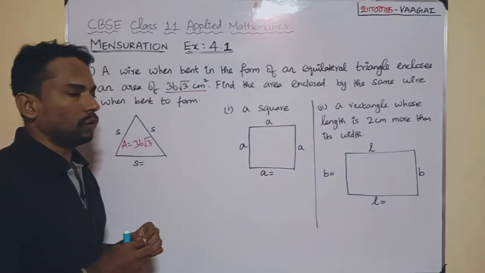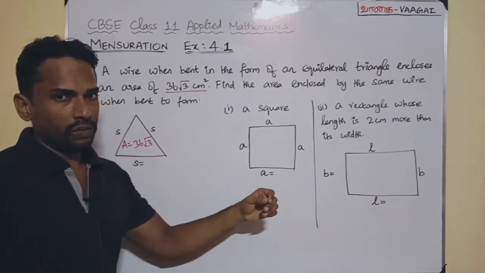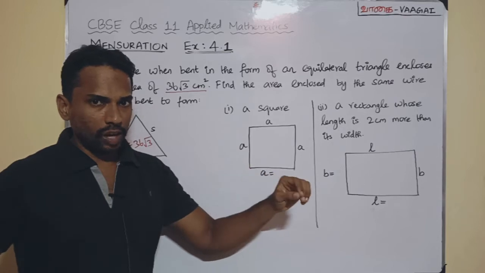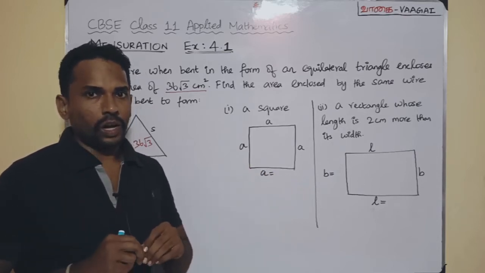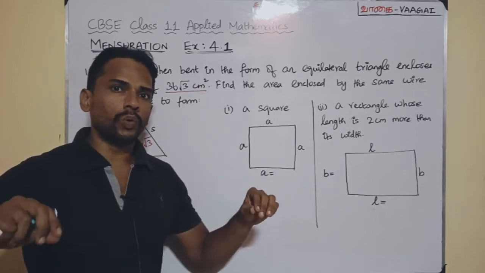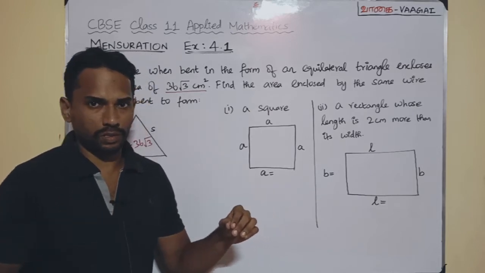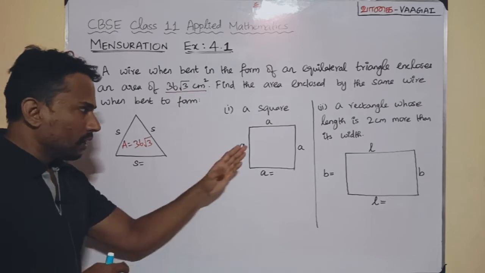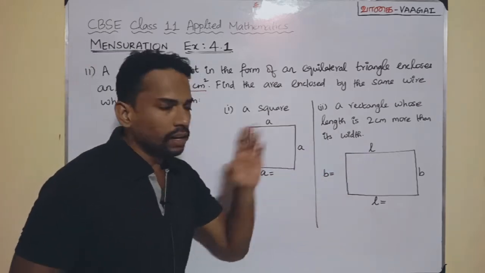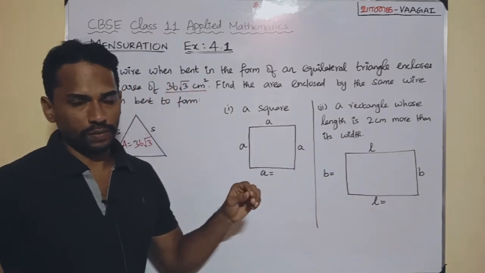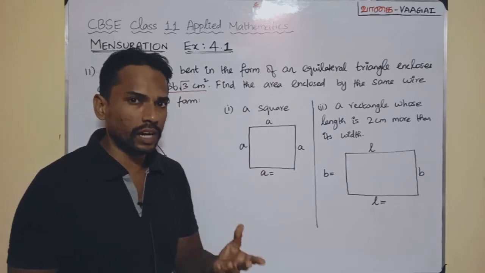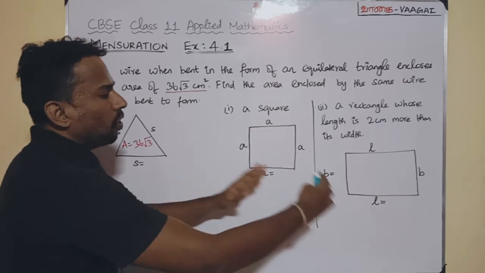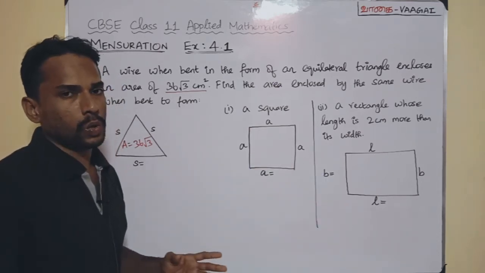Now one thing we need to understand, there is a wire with some fixed length. So the length of the wire is going to be fixed. Now that fixed length is going to transform into different shapes. First time it is going to take an equilateral triangle shape, here a square shape, and here a rectangle shape. Same length only. So we can clearly understand that the perimeters of these shapes are going to be all equal.